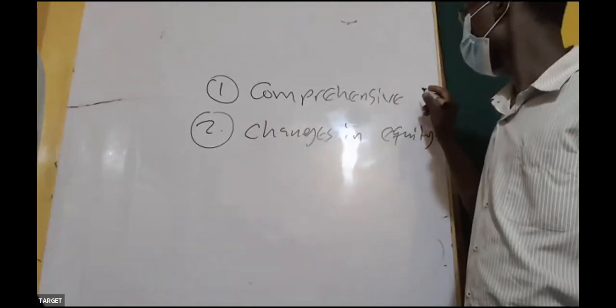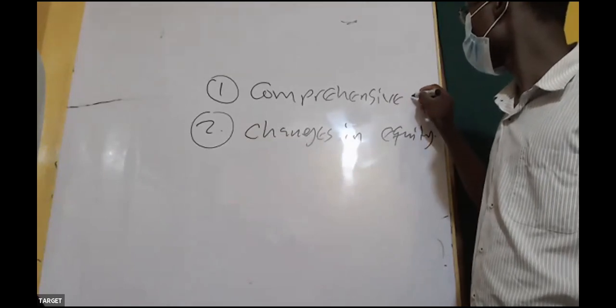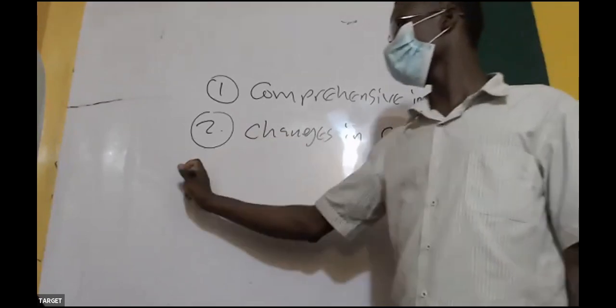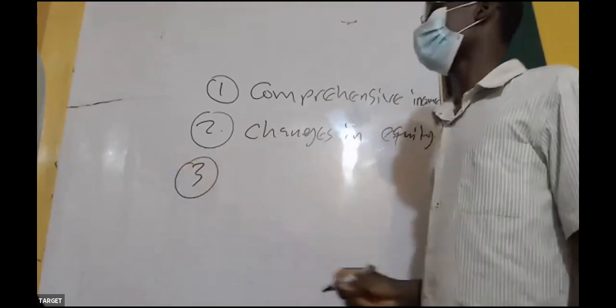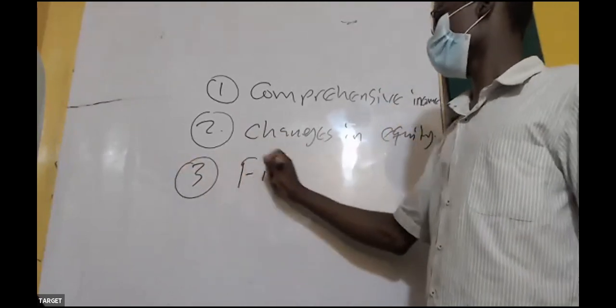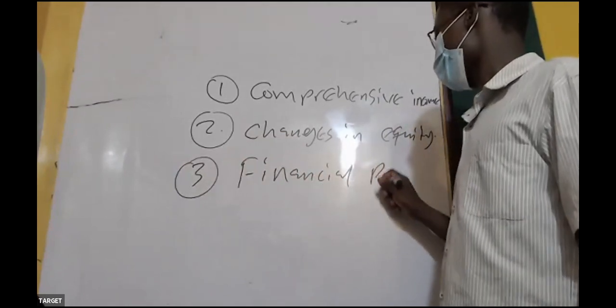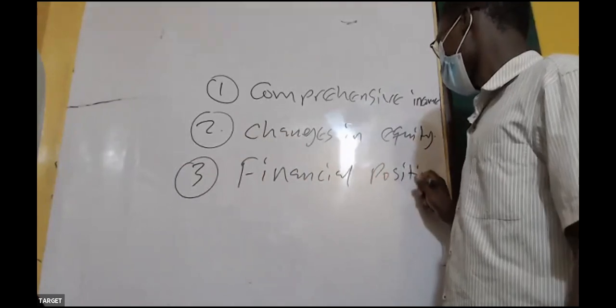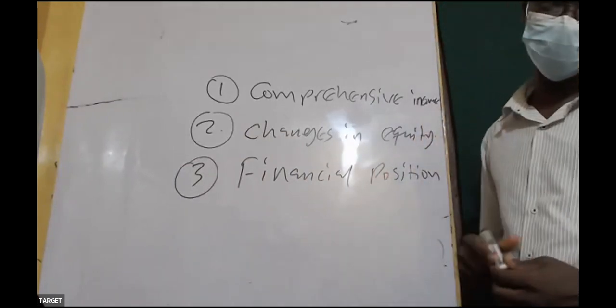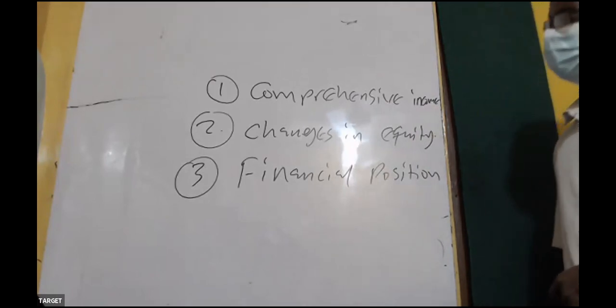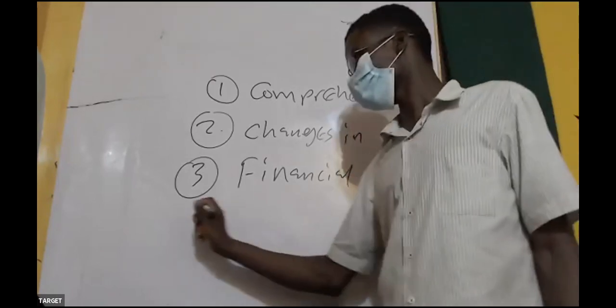Number three, almighty, statement of financial position. Powerful. Financial position. So these are the three common ones.